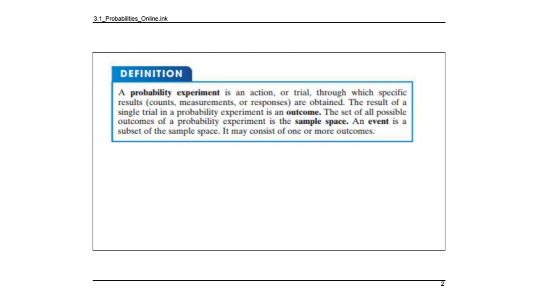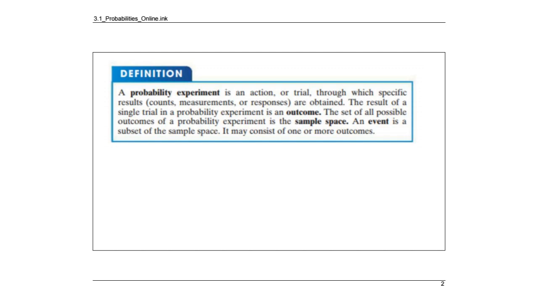A little bit of vocabulary here. A probability experiment is an action or a trial, like throwing the two dice or tossing a coin, getting heads or tails. Now the outcome is going to be the different outcomes that you can get. So if I am tossing a coin, I'm either going to get heads or I'm going to get tails, right? Those are my two outcomes, and so those are my possible outcomes that would be in a sample space.